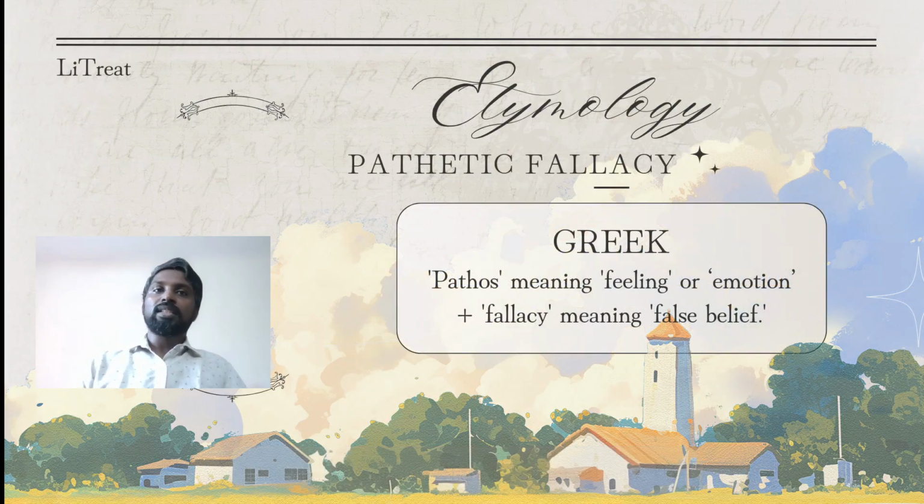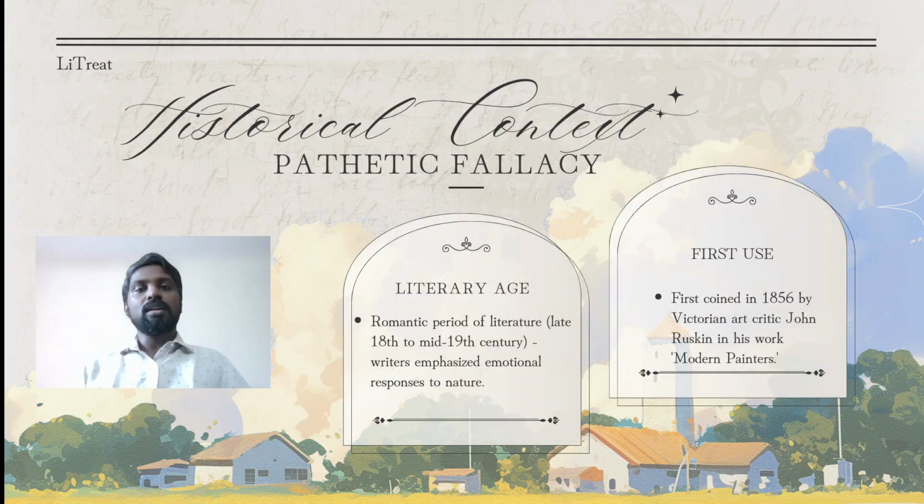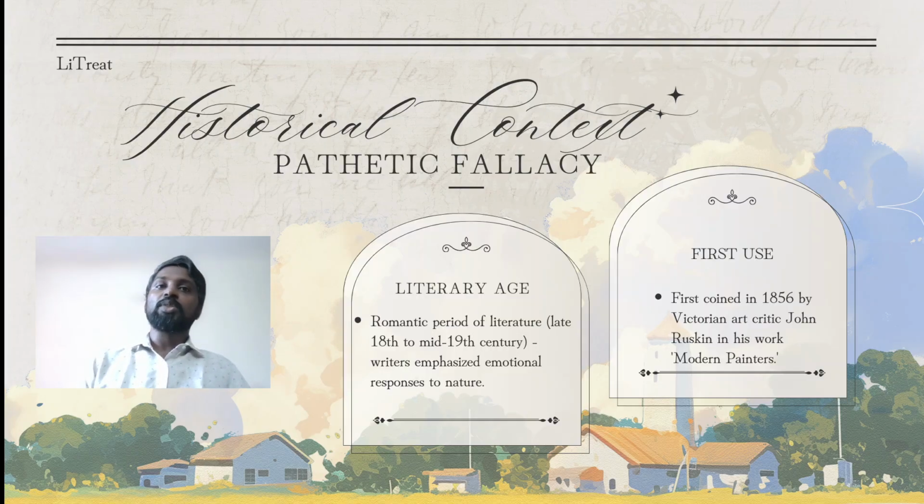The term combines pathetic, from the Greek pathos meaning feeling or emotion, and fallacy, meaning false belief. Pathetic fallacy became prominent during the Romantic period of literature, which is late 18th to the mid 19th century. This is when writers emphasized emotional responses to nature. However, the device itself has been used throughout literary history from ancient times to the present.